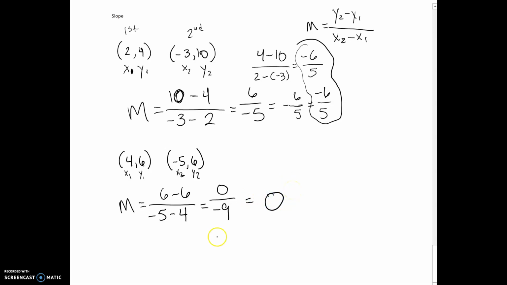Undefined, just in case you want to talk about that really quick. It would look something like negative 9 over 0. So just be careful. You're not allowed to divide by 0. That's why we get undefined. Or something like that. But 0 divided by negative 9, that is 0. That's why the answer to the second one is 0.